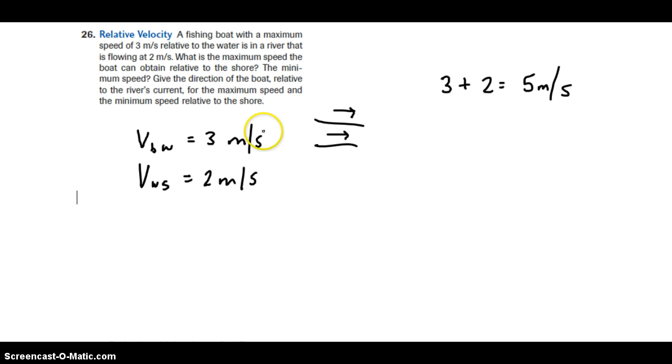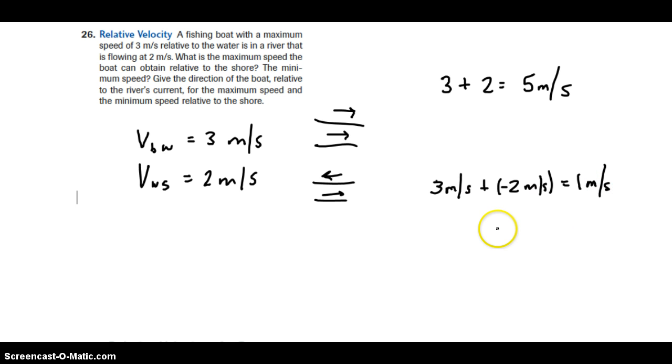To get the minimum speed, in that case, the boat would have to go in the opposite direction of the river, and in that case, we would have one vector going 3 meters per second, and the other one would have to be the opposite, or 2 meters per second. And the minimum speed we can obtain is 1 meter per second. Notice it wouldn't matter if I put the -3 and the +2. We get -1, but remember the speed is what they're asking for, and that's the magnitude. We're trying to find the lowest speed.